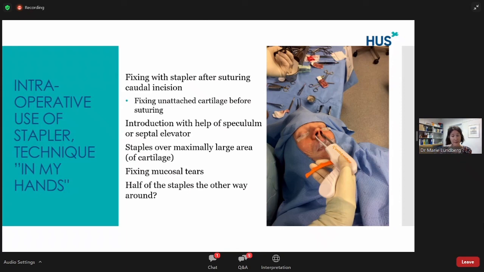And then I turn the staple around. So I staple first from one side, four of them, and then from the other side, four. Usually not all of them fix to the mucosa and the cartilage. Some of them drop off. So I would say from eight of them, six or seven will fix. But I had thought that since the staple is asymmetrical, it's good to fix it from both sides. I don't know if this makes any sense, but this is how I do it.